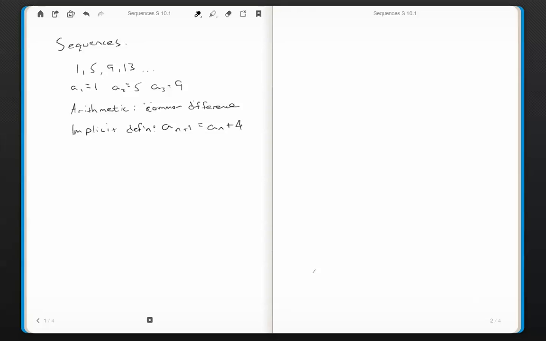So if I know that a sub n is 9, then I know a sub n plus 1 is going to be 13. But if I said, what is a sub 306? I don't know what that is, because I'd have to start somewhere. So I could start with a sub 1 equals 1, and then I know a sub 2 would be 5, a sub 3 would be 9, etc. So it might be more useful to us if we can define this one explicitly.